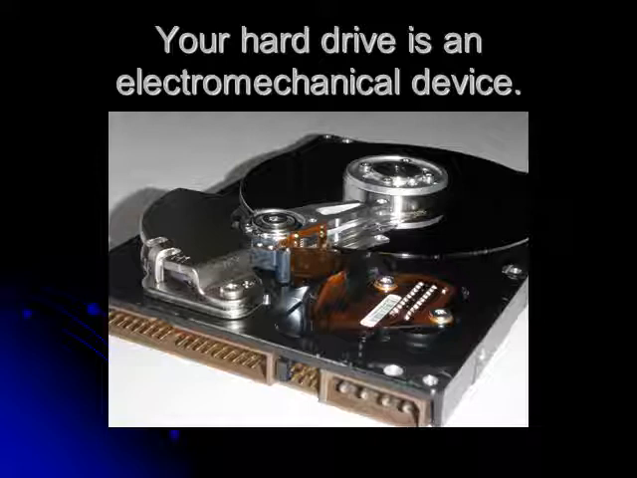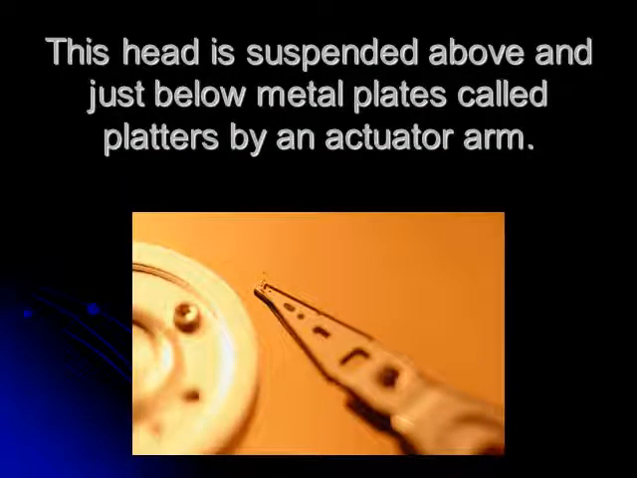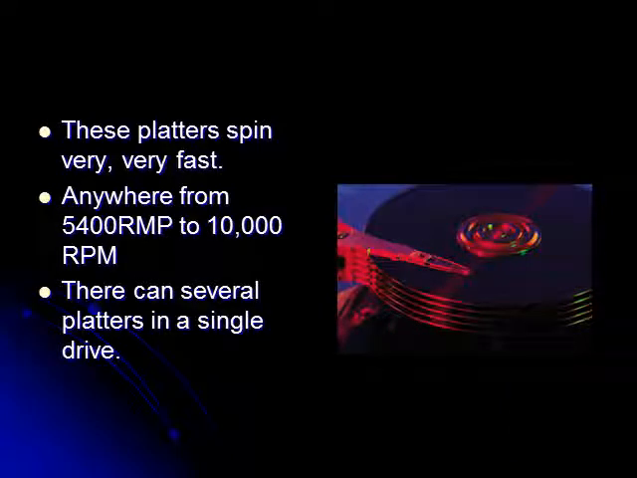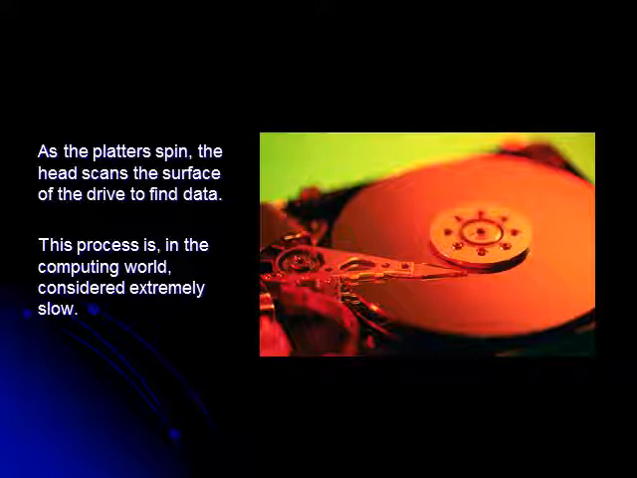Your hard drive is an electromechanical device. It uses a read-write head to put data onto the drive and take it back off again. This head is suspended above and just below metal plates called platters by an actuator arm. These platters spin very fast, anywhere from 5400 RPM to 10,000 RPM, and there can be several platters in a single drive. Data is stored onto the platters. As the platters spin, the heads scan the surface of the drive to find the data. This process is, in the computing world, considered extremely slow.